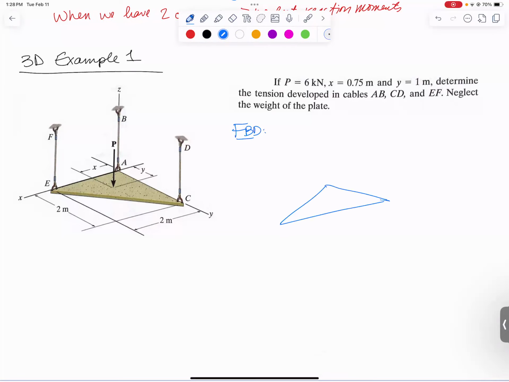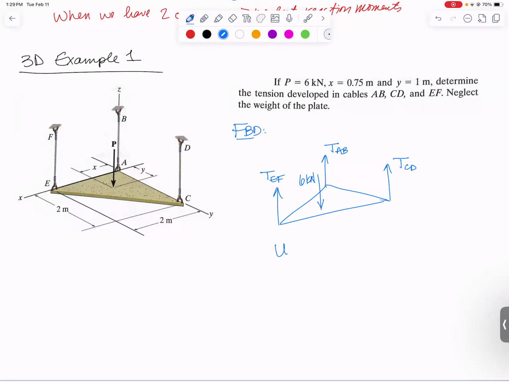Start with a triangle. We're drawing a diagram of the plate. To draw this diagram, I removed all of the support cables. So I need to replace each of those cables with what they do to the plate. And they are all going to pull exactly up. These cables are oriented perfectly vertically in the Z direction. So all they can do is apply a force in that direction. And give these some names, maybe call it the tension in cable CD, tension in cable AB, and tension in cable EF. And then finally, there was a downward force, P, equal to 6 kilonewtons, somewhere off-centered in the plate.